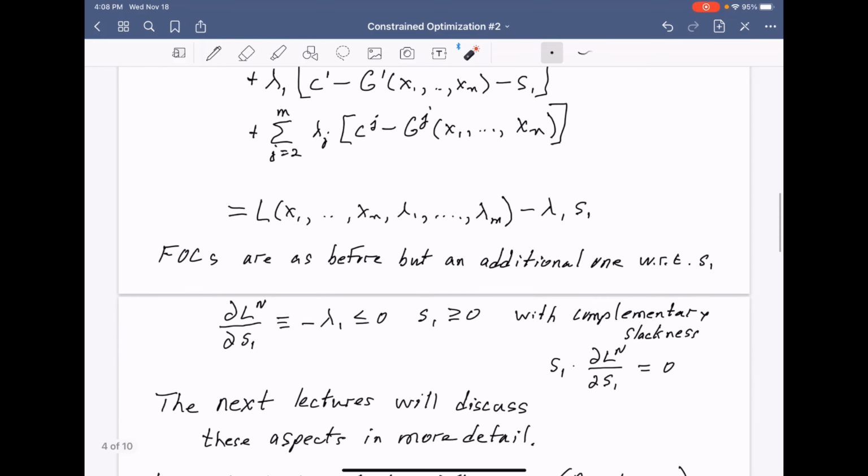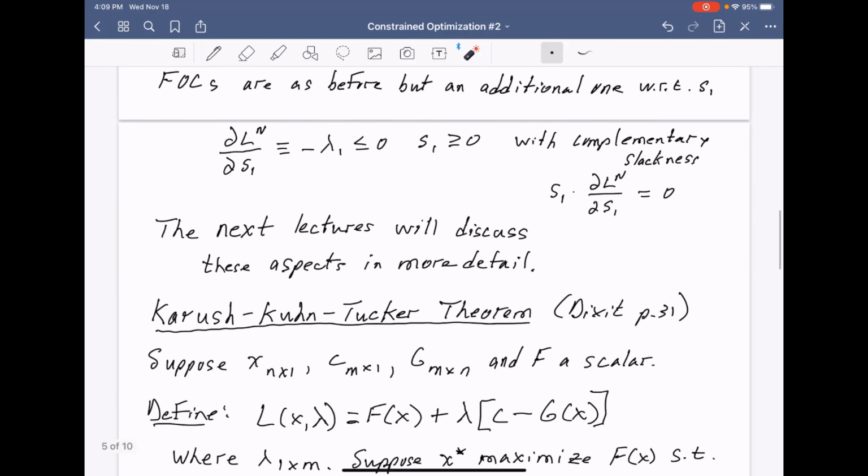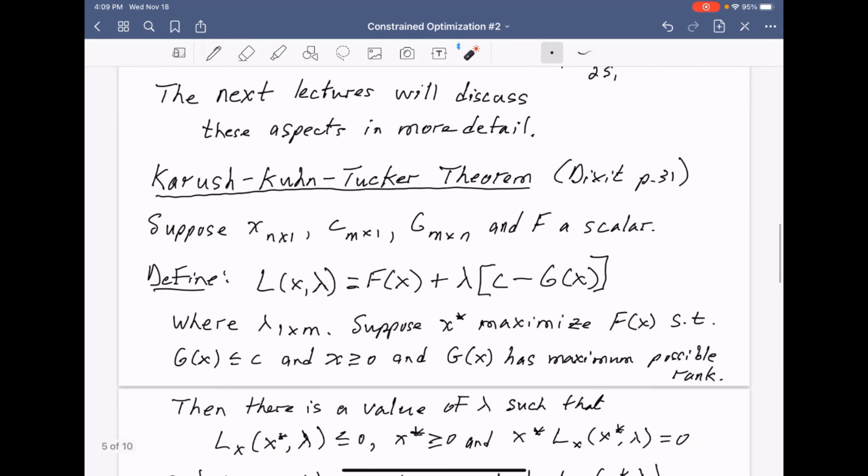The first order conditions are the same as they had been before, but with one additional first order condition with respect to S1. And that is that the partial of that new Lagrangian with respect to S1 is equivalent to minus lambda 1, which is less than or equal to 0, while S1 itself is greater than or equal to 0, with this complementary slackness requirement that S1 times the partial of L with respect to S1 is equal to 0. And the next lectures will discuss these aspects in a lot more detail.